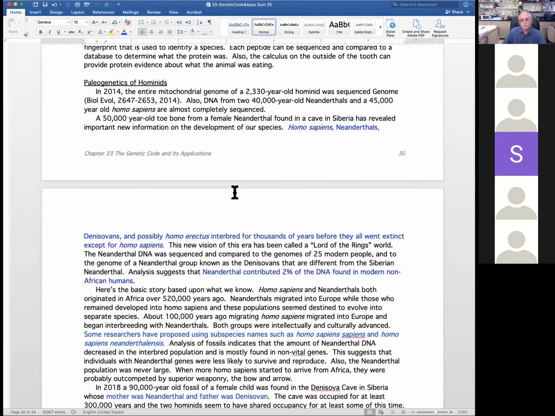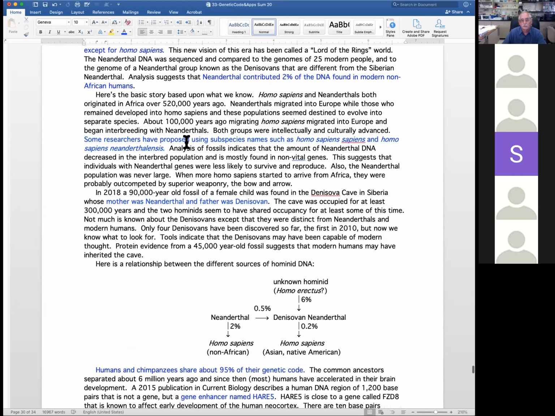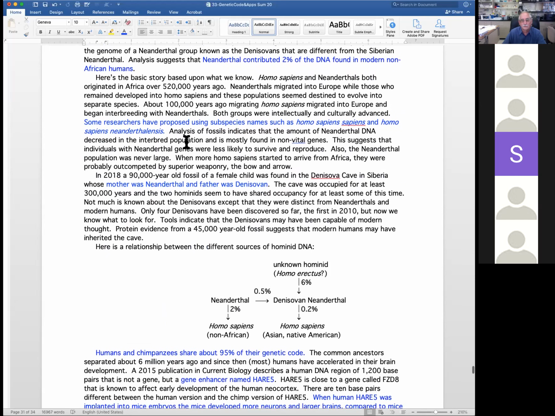What about hominids? In 2014, they sequenced the entire mitochondrial genome from a 2,000-something-year-old hominid. They've done it for 40,000-year-old Neanderthals, and anyway, they do have very limited information. But this is where all this information comes from about what really happened with humans and how we are related to each other from different continents.